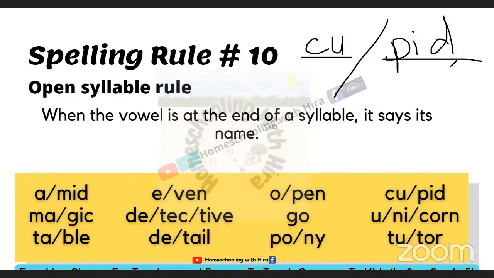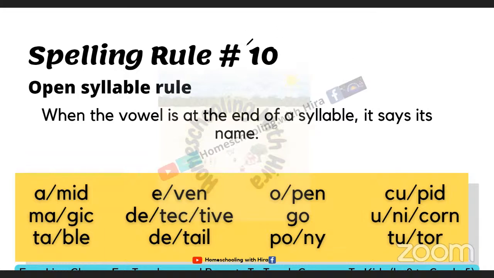Cupid. Is the spelling right? Yes. Excellent. Okay. So this is how we teach open syllable rule, and this is what open syllable rule is. In multisyllabic words, we have lots and lots of open syllables, so please do teach it nicely. बहुत अच्छे से देखना है ना, तो please video देख लें.